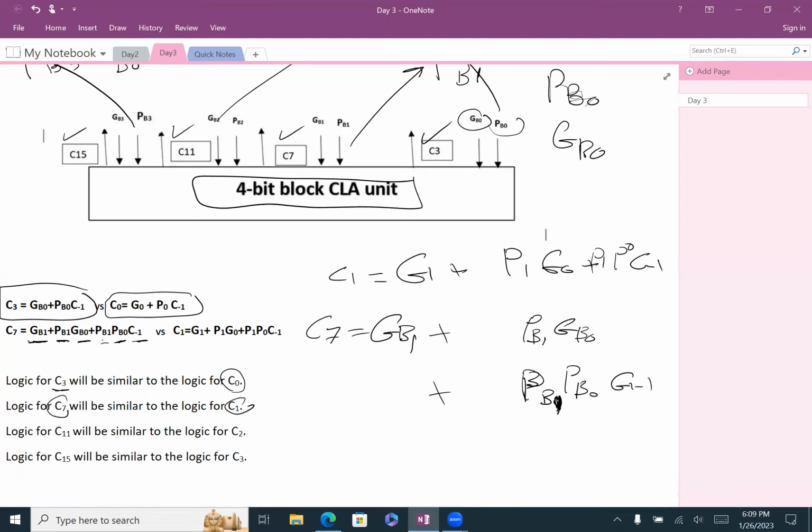It has become easier, more logical. You don't have to memorize it. Just think about it: where do I generate my carry, in which stage.